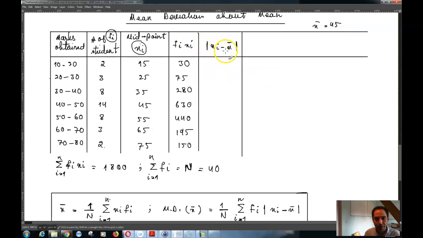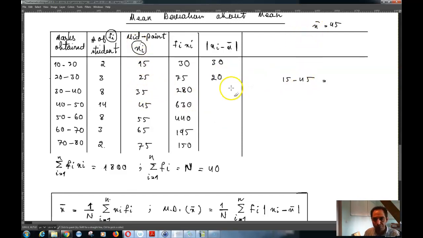Now, if you want to calculate x sub i minus x bar, 15 minus 45 is equal to negative 30, or 30 in absolute value. So that's a 30 over here. Then you have 25 minus 45, which is equal to negative 20. Basically, the absolute value of that would be 20.